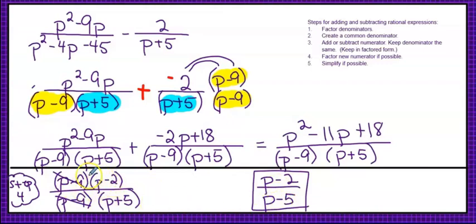I want to remind you too that if you cancel everything in your numerator, you have a 1 left over. You don't have nothing left over in the numerator. You have a 1. All right, I think that'll do it. Our next lesson is going to be complex fractions.